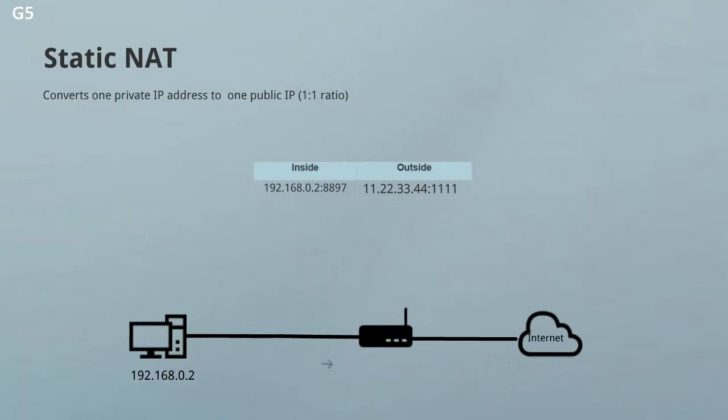This version of NAT is mostly used for public servers like web servers, for example, where the port will always be 80 for HTTP. So NAT translates private addresses to public addresses. It does this by using a NAT table to keep a record of this translation.